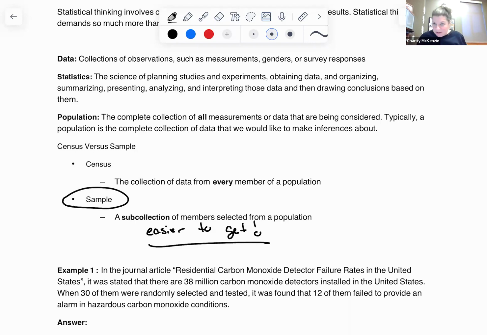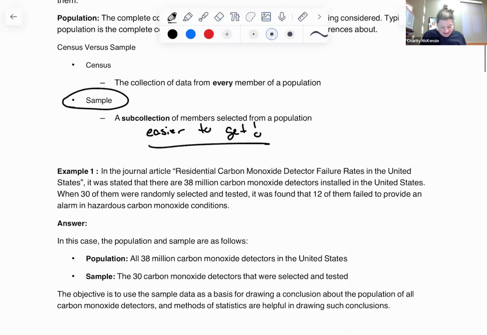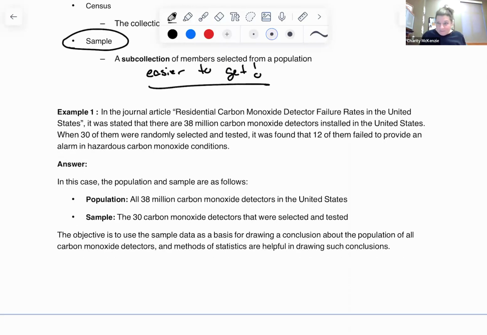in a hazardous situation. Okay, so what is my population? Like, what is the whole thing that I'm looking at? It is all of these carbon monoxide detectors in the United States. That's our population, all of those carbon monoxide detectors. What was the sample? The sample was the 30 that I randomly selected and tested. And I just wrote that down here, the population and sample.